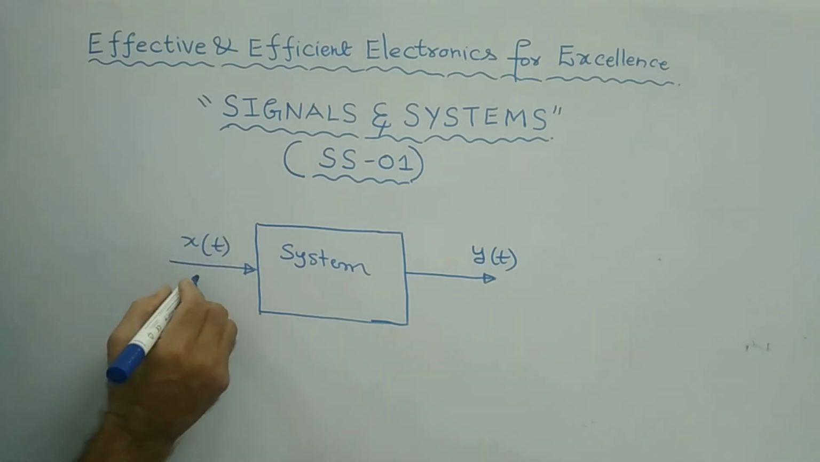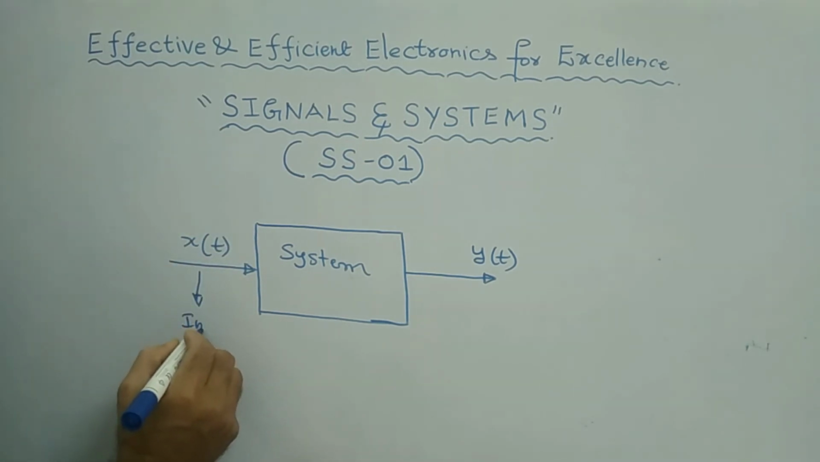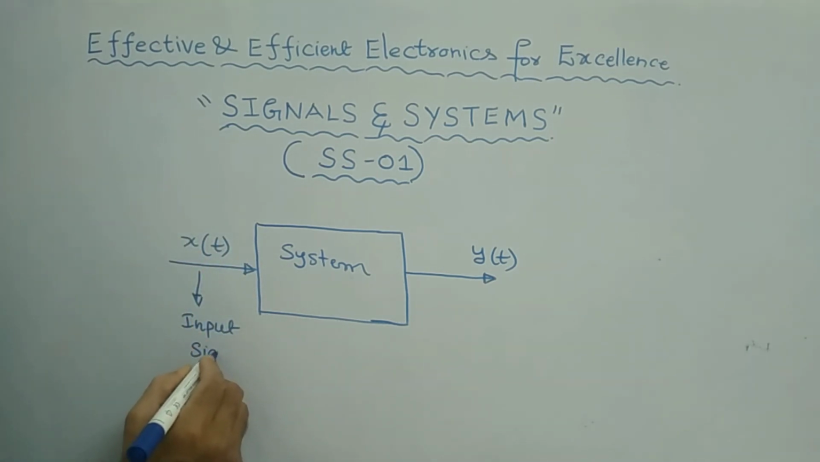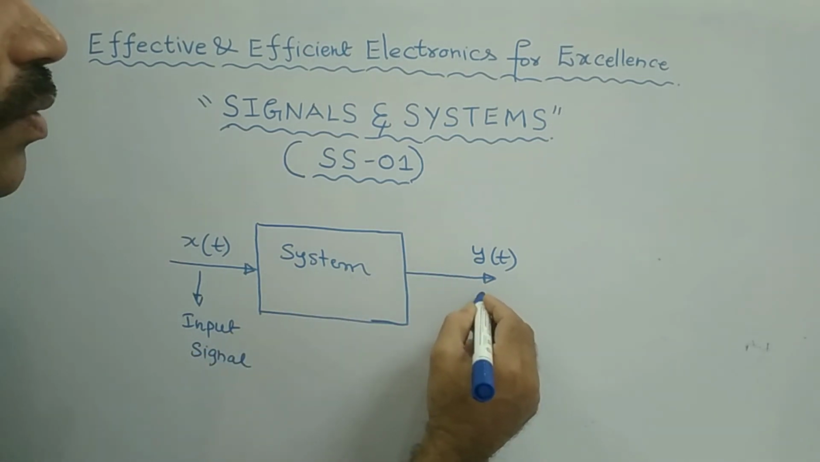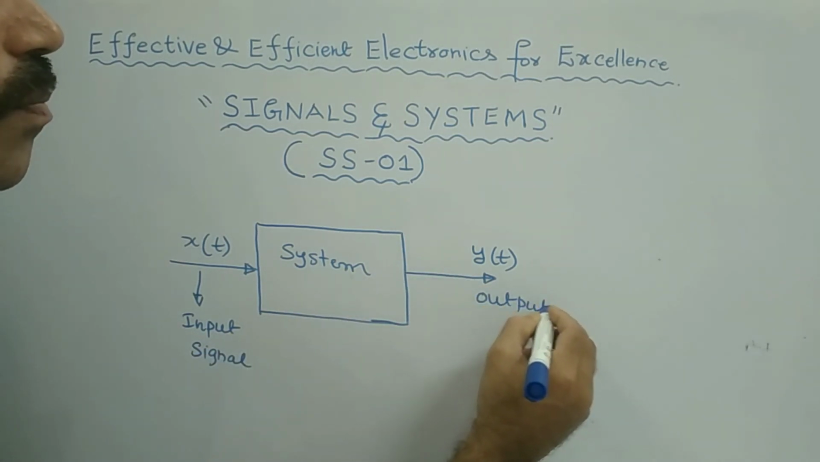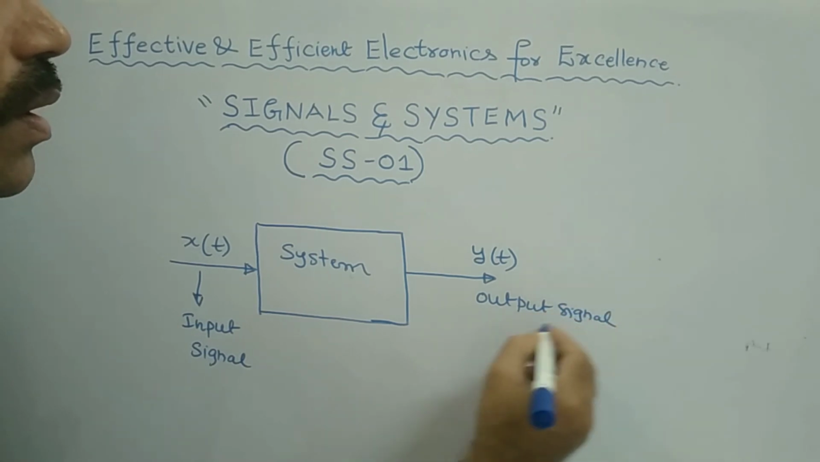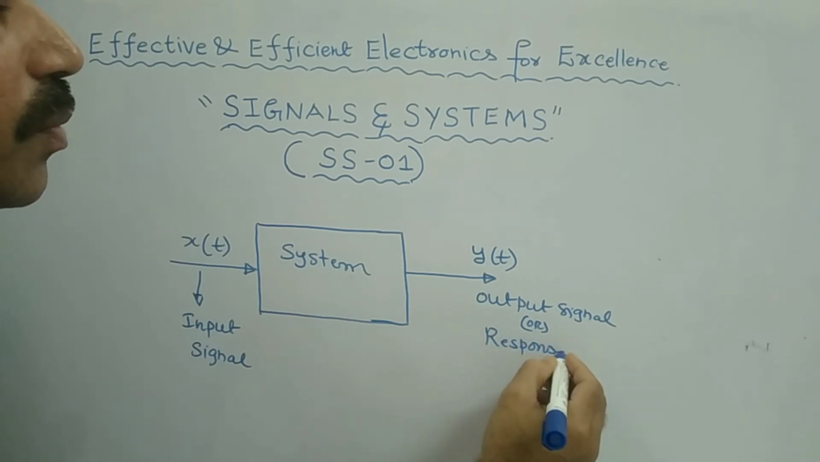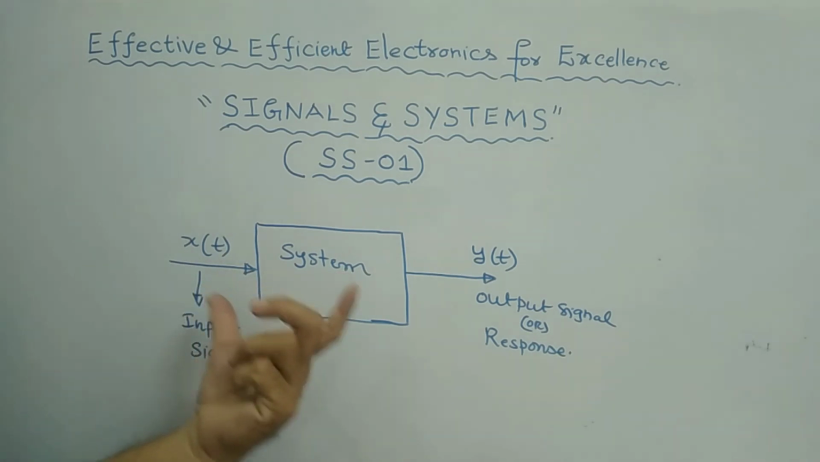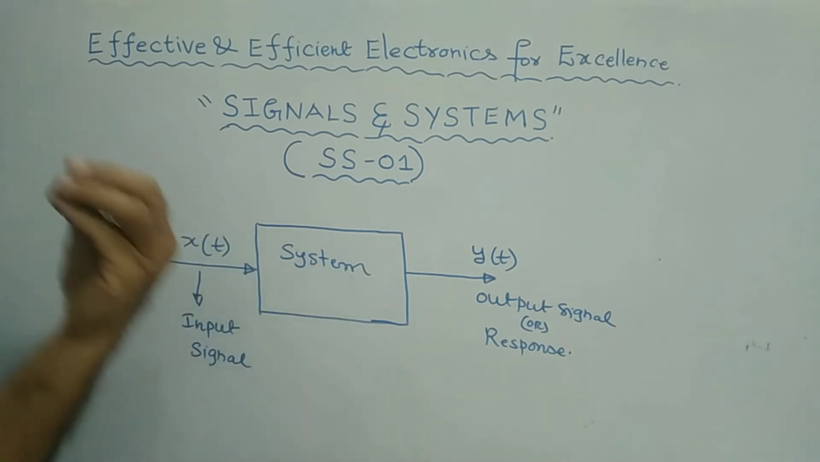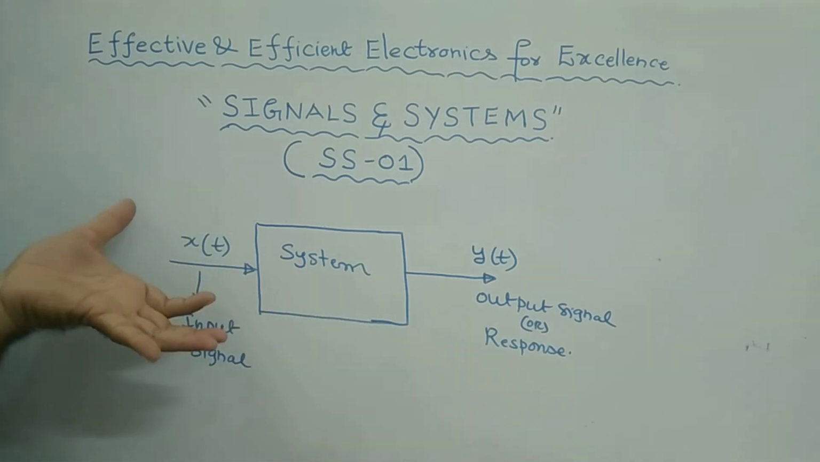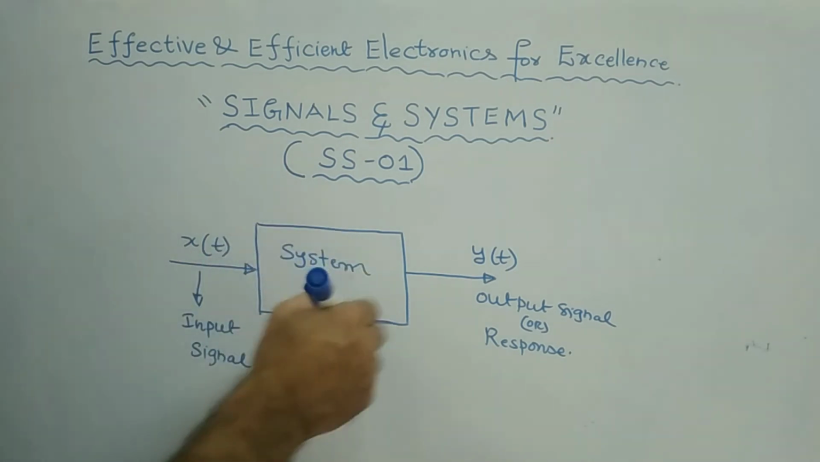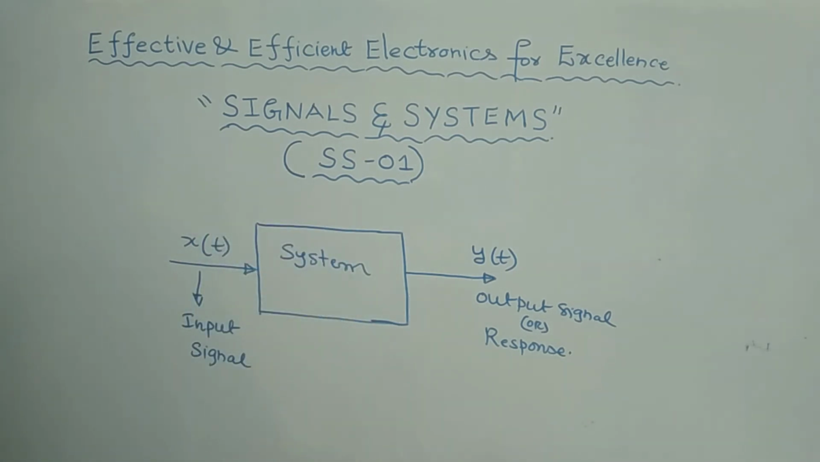This is the input. X of t is your input, meaning the input signal. This is what you will get, your output signal, or sometimes also called the response. Clear? So this is the general, basic representation of a system. X of t is the input, whereas y of t is the output. This is the simple representation of a system.